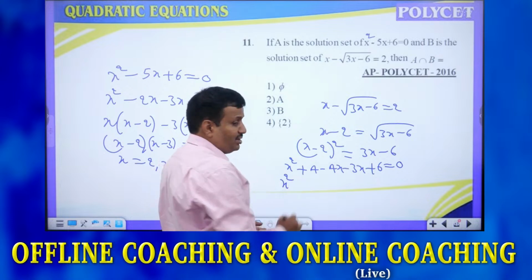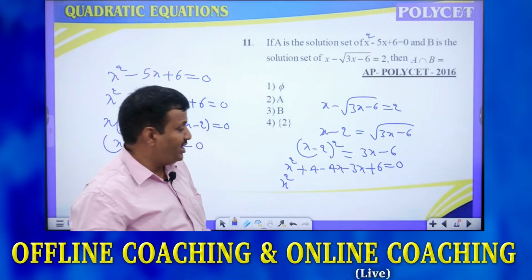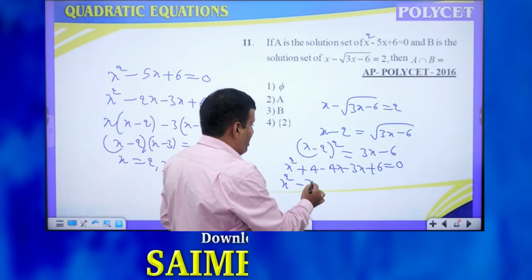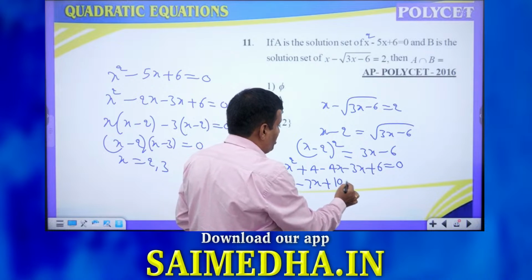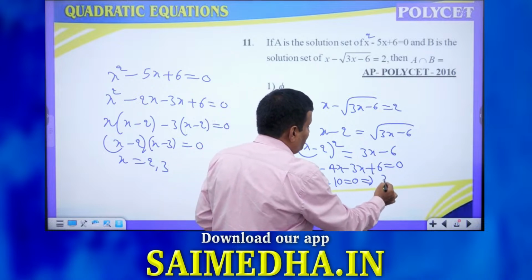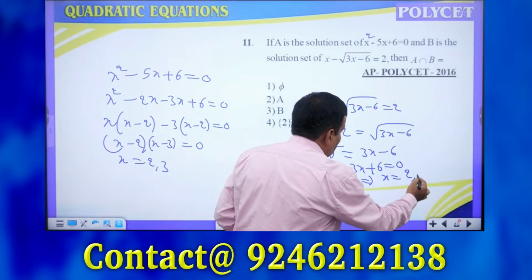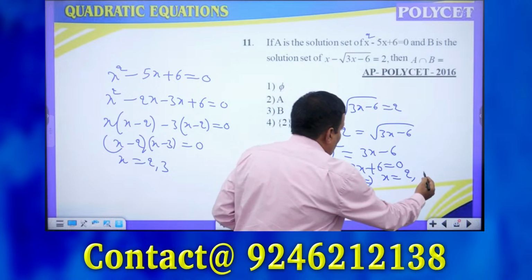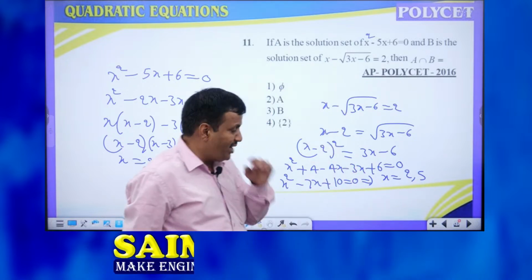x square, all the terms we are bringing to the left side: x square minus 7x plus 10 equal to 0. What are the roots of this one here? x is equal to 2 and 5. You will get the roots here, 2 and 5.